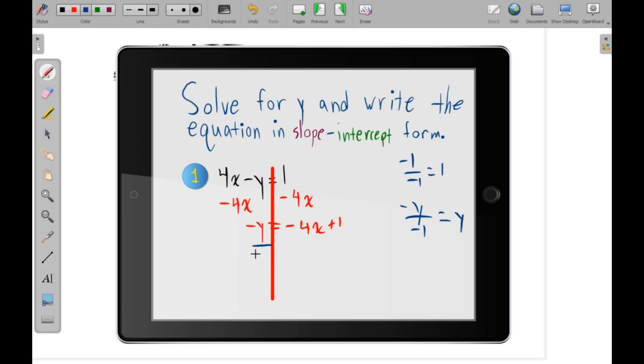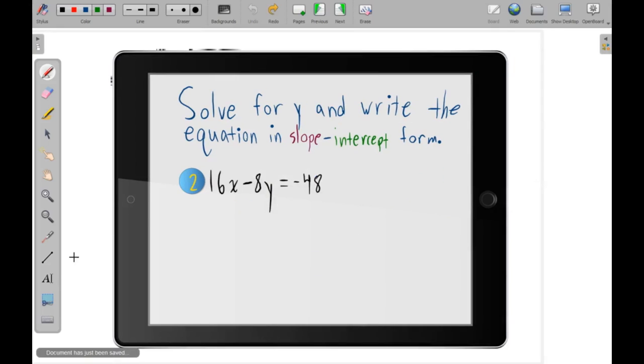So let's divide both sides by negative 1 to get y equals negative 4x divided by negative 1. That's 4x. And 1 divided by negative 1 is negative 1. Give number 2 a shot.